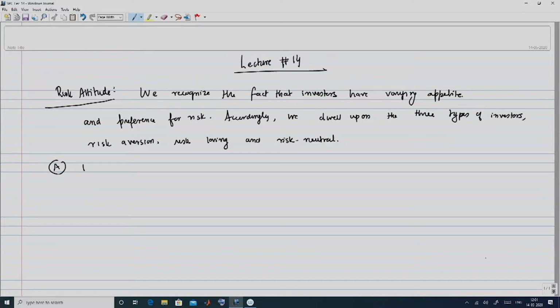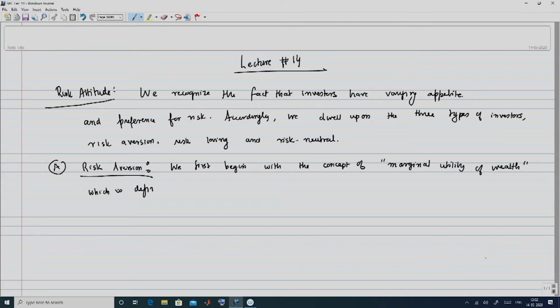So, let us start off first with the investor who have the attitude of risk aversion. So, we first begin with the concept of what is known as the marginal utility of wealth. So, this is a fairly well established economic concept which is defined as the additional utility a person gains from a small change in her or his wealth.